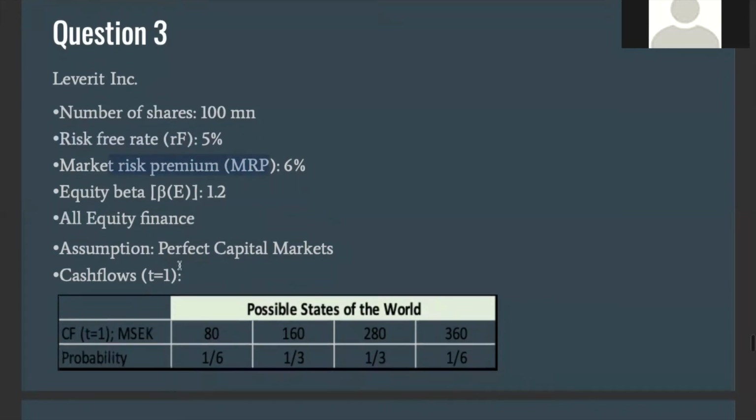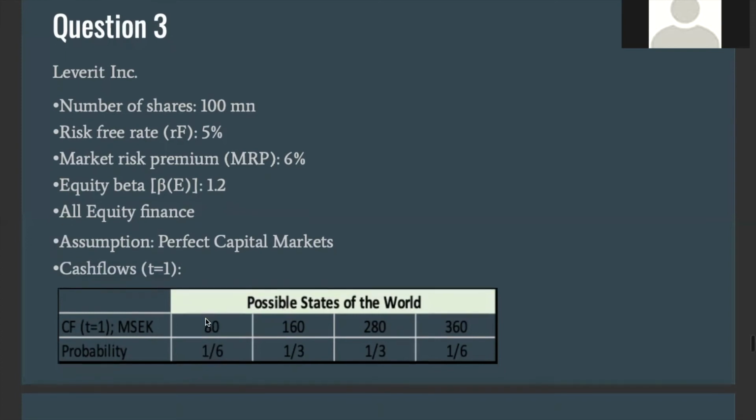In addition to this, we have the cash flows of the project. And so we have 4 possible states of the world. One way to think about this is that 1 year from now, we do not know exactly what's going to happen, but we know that there are just 4 scenarios that could happen. And in each of the scenarios, we have the cash flows we expect to get and the probability of realizing that particular scenario or state of the world, as it is usually called.